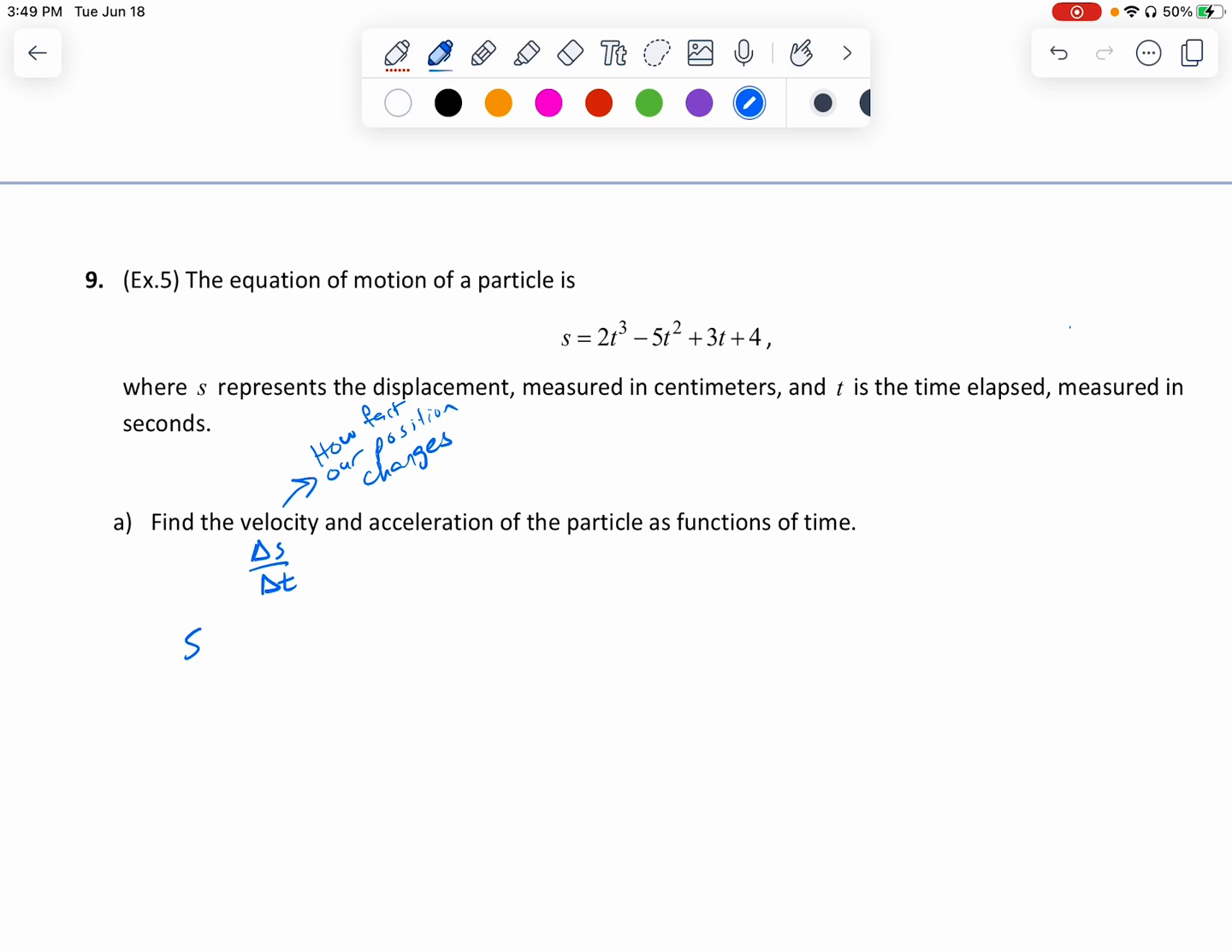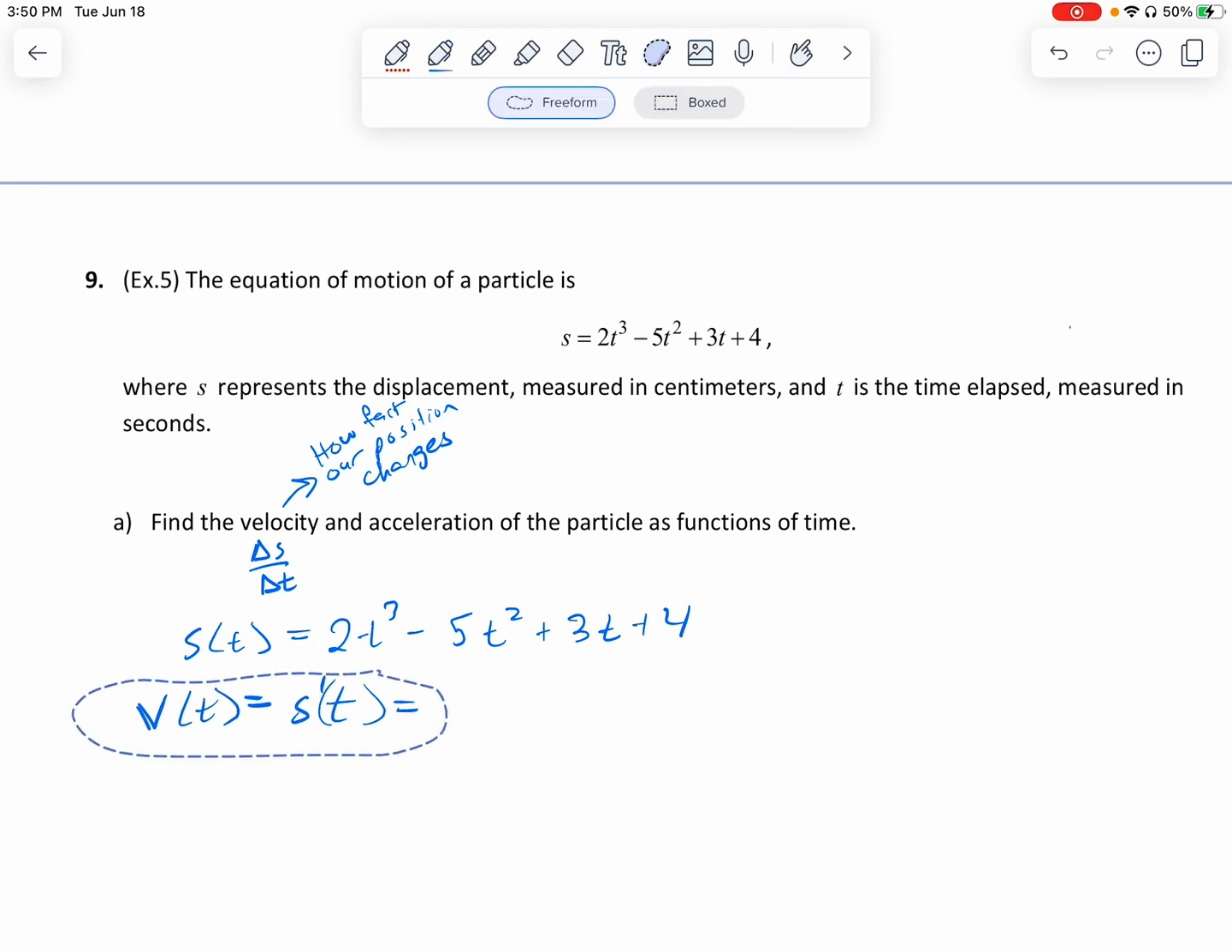So if I have s of t equal to 2t cubed minus 5t squared plus 3t, now that we have all these derivative rules, I can apply the sum and difference rules. I can apply the power rule. I can apply the constant multiple rule, and I can derive this really easily. So the velocity can be measured as the derivative of s of t.